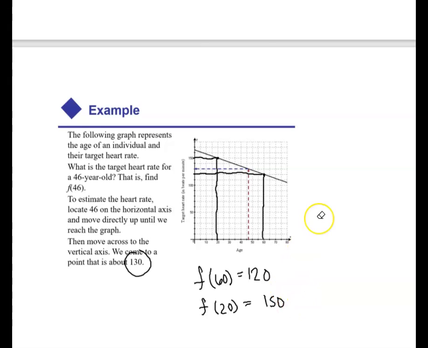Okay, so there is section 2.1 and 2.2. We'll be moving on to the next section next time.